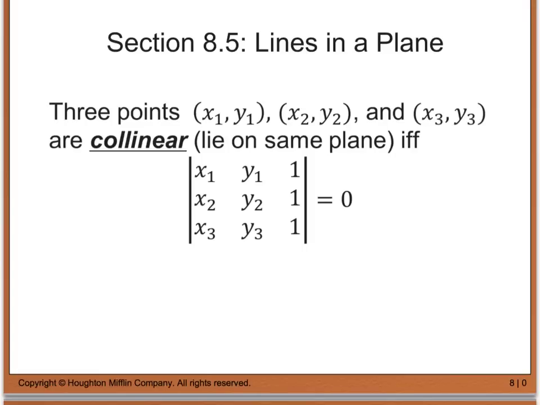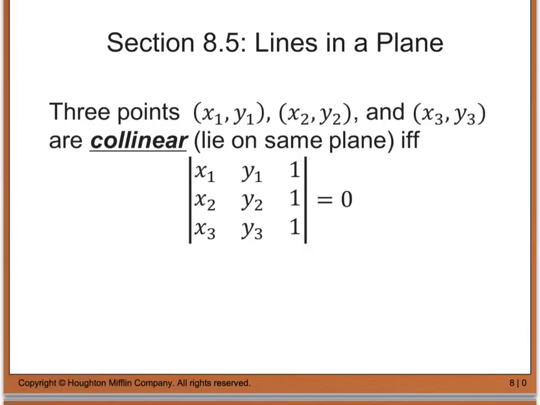Another application of determinants has to do with determining whether or not points lie on a line in the same plane. If you remember, this is called collinear. So we can say that 3 points, x1, y1, x2, y2, and x3, y3 are collinear, or they lie on the same line, if and only if I take the determinant of their matrix and I get 0.